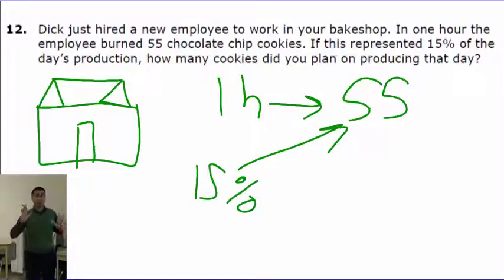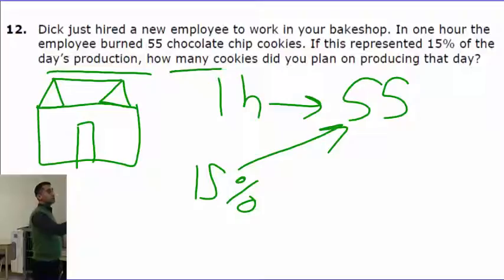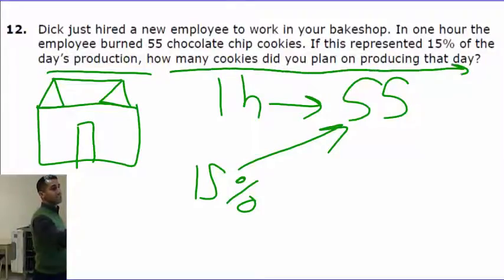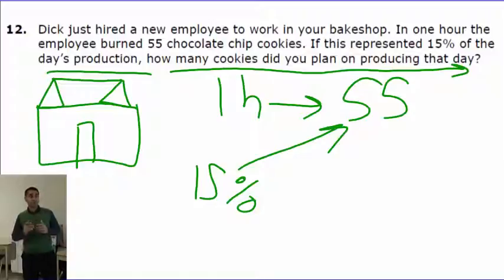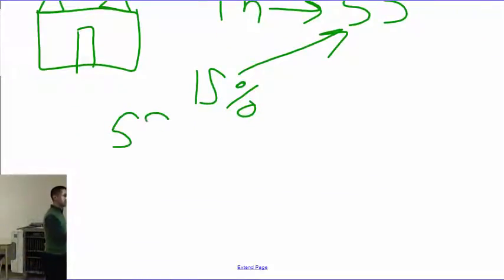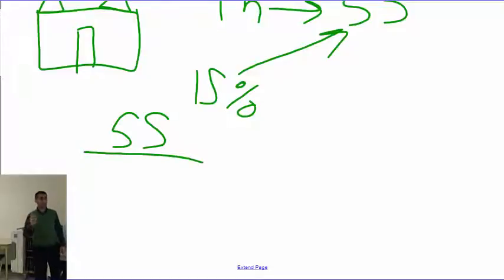So I think I know the question without reading it. I think it's going to ask me the whole. All right, 15% of the day's production. How many cookies did you plan on producing that day? Whole day, that day. How many are you planning in 1 hour? 55 has been produced, and that represents only 15%. The whole there. So they are giving you the piece, asking you for the whole. So no multiplication, division is here. Write down 55. That's going to be divided by the percentage, which is 15%.